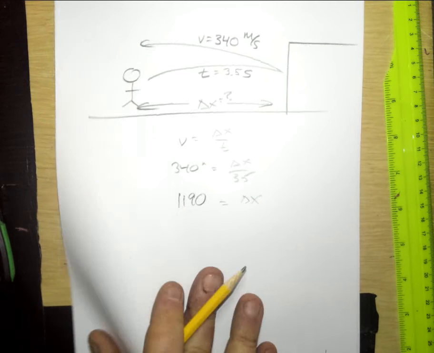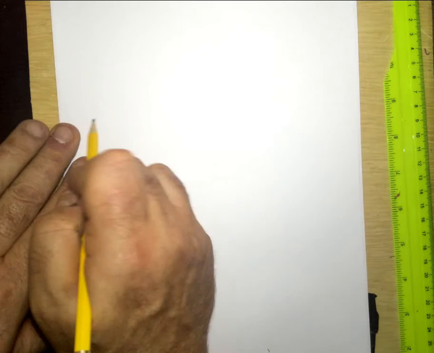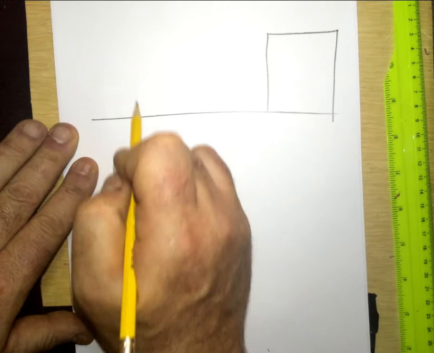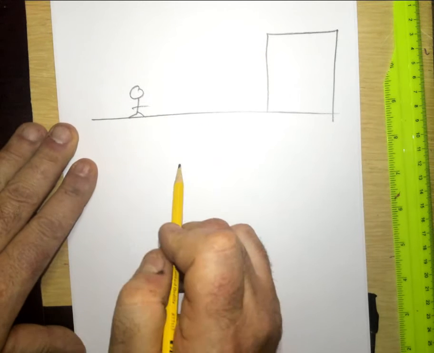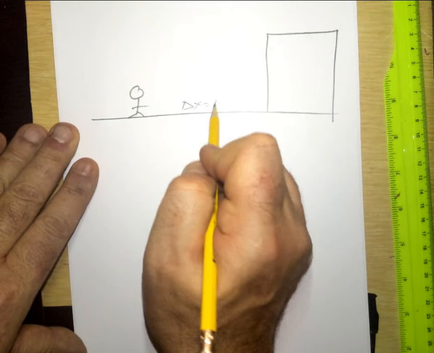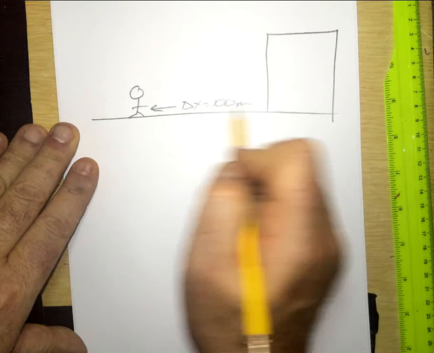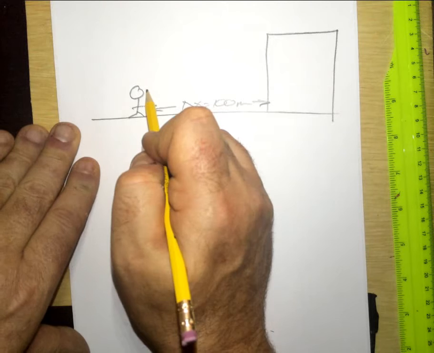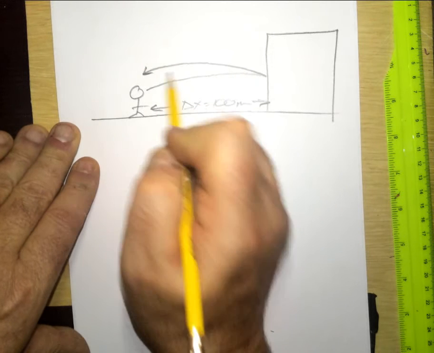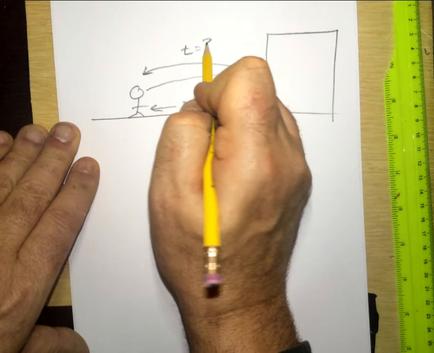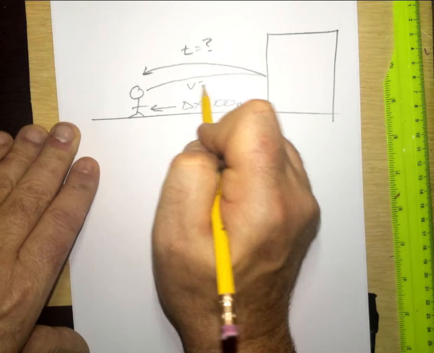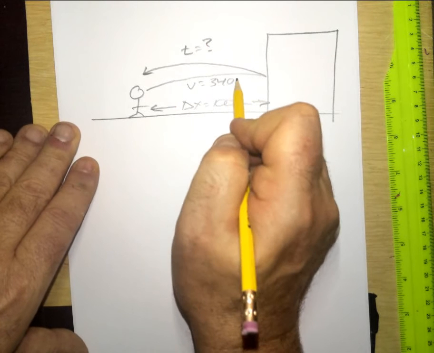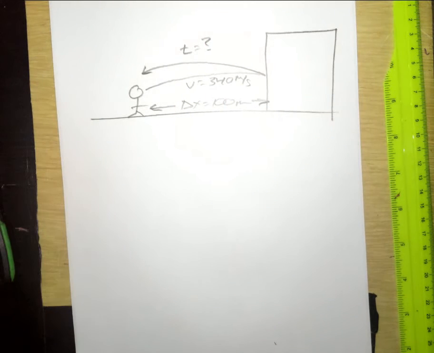Number 7, a large building is 100 meters away. How long will it take a person to hear the echo off of it? So here's the tall building that you're going to hear an echo off of. Here you are, and delta X is 100 meters. That's from the person to the building. We want to know how long it takes the sound to go there and back for us to hear the echo. We want to know the total time. The velocity during this entire time is still 340 meters per second. So think about how you're going to work this one out.